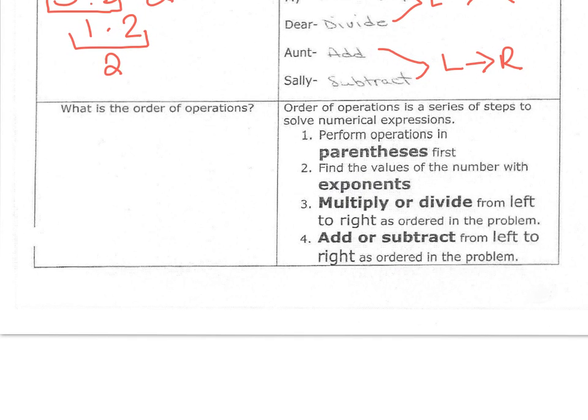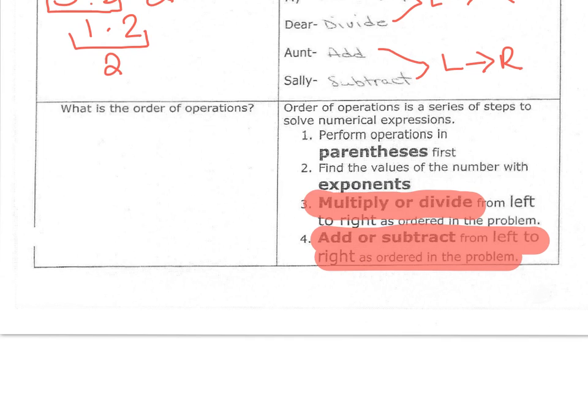And same down here, what's the order of operations? Order of operations is a series of steps to solve numerical expressions. First, you perform operations in parentheses, or we'll talk about grouping symbols because it's not just going to be parentheses. It could be brackets or braces. Number 2, find the value of the numbers with exponents. Number 3, multiply or divide from left to right, whichever one comes first in the problem. So make sure you highlight that. And then addition and subtraction from left to right as ordered in the problem. That's very, very important for you to do.